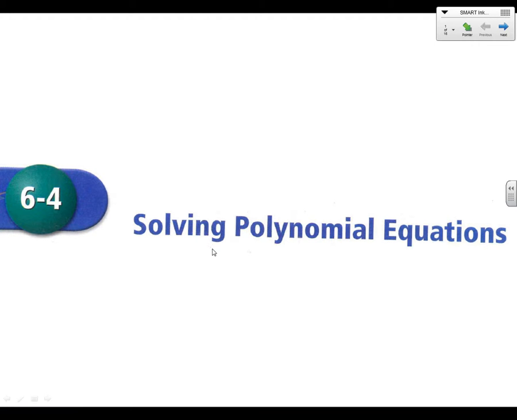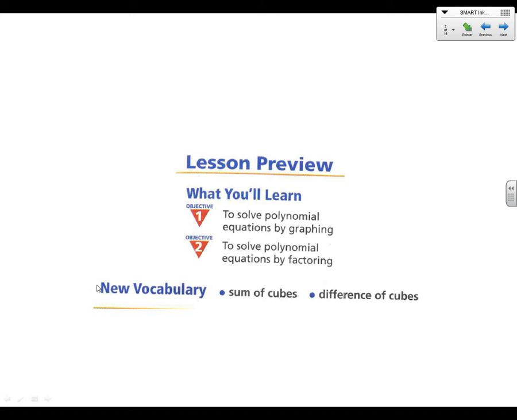All right, let's get started with 6.4, solving polynomial equations. So, what are we going to learn? We're going to solve polynomial equations two ways. First, we're going to graph them, and then we're going to factor. And two new vocab phrases for us today, sum and difference of cubes.